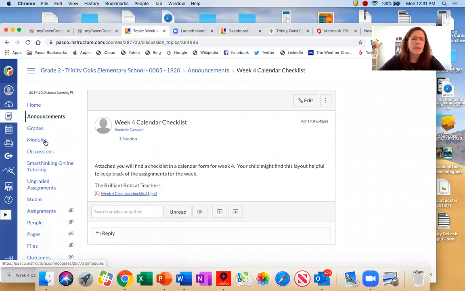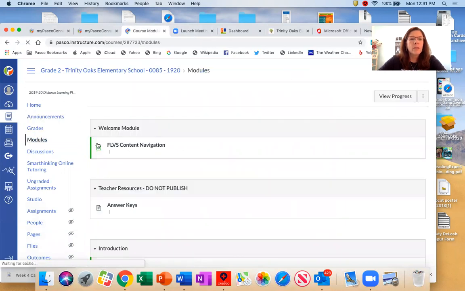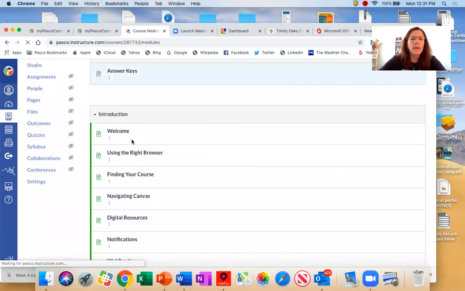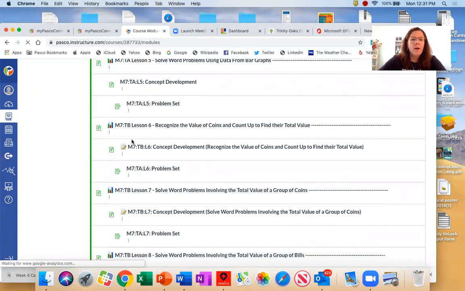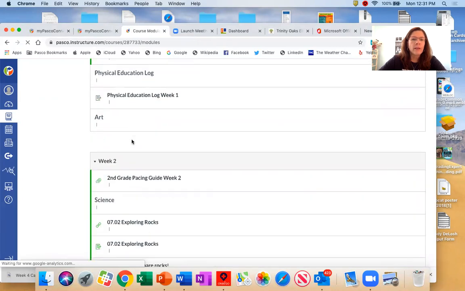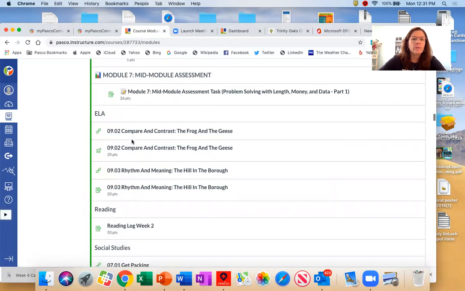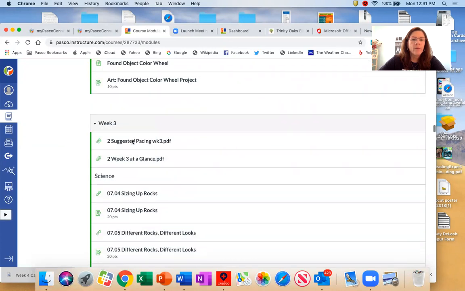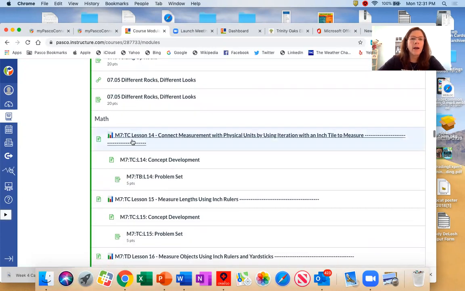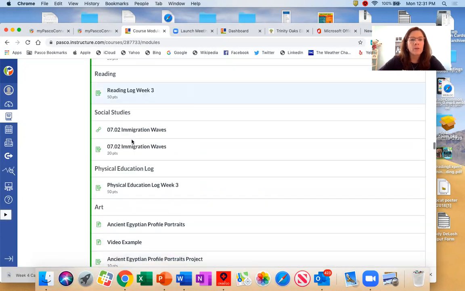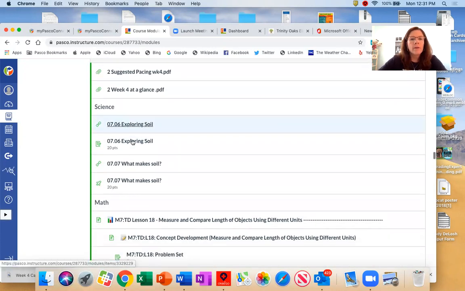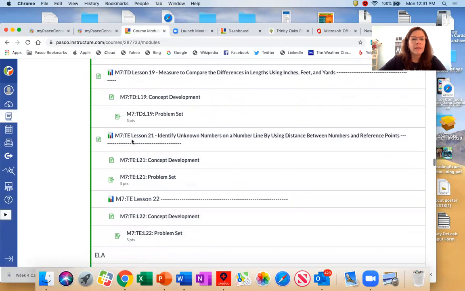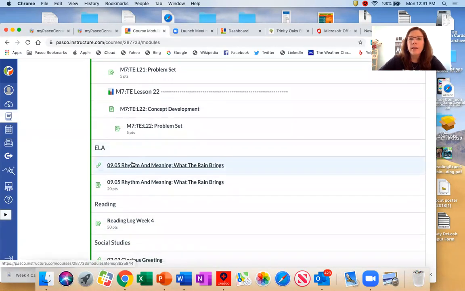Now here over on the side, you're going to go to modules. And then you have all the week's work. We have week 1, all the work. Then you're scrolling down further, week 2. Then you have week 3. And it's like, wow, I have to really go far to find my work for this week. Yeah, you do. So here's week 4. You have your science lessons, your math lessons, and then you have ELA.